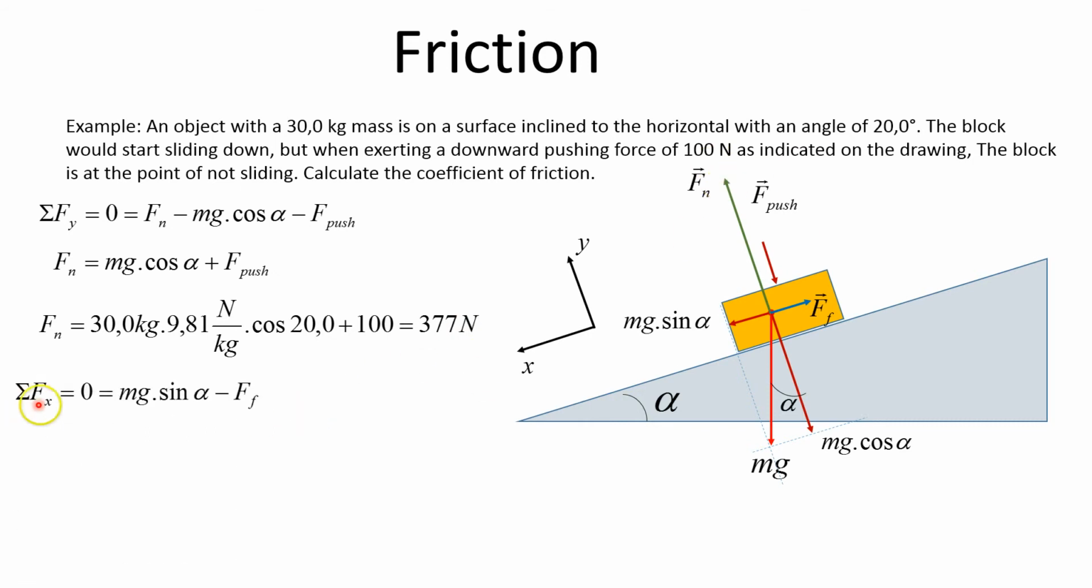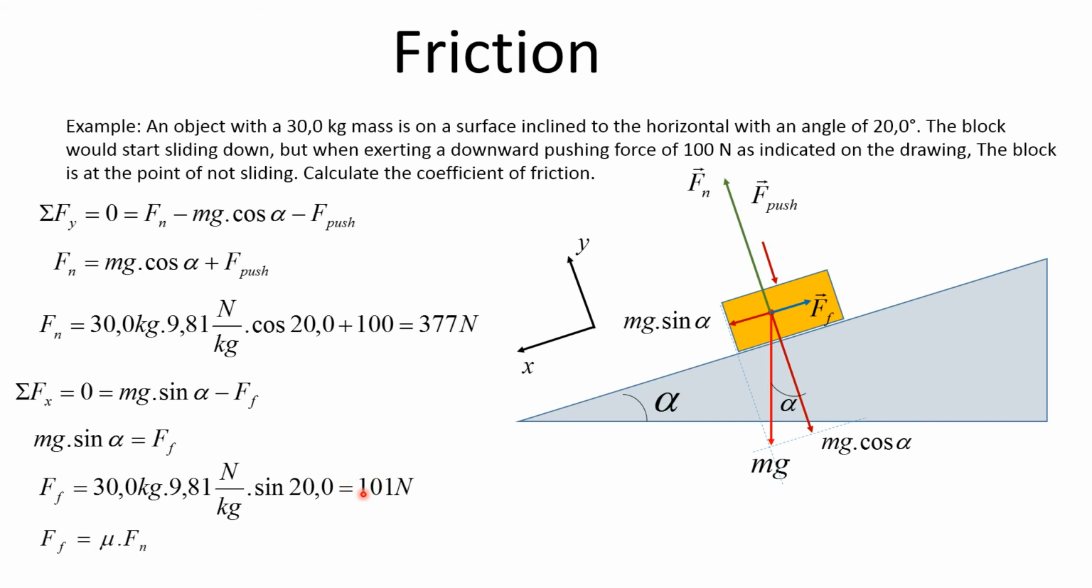In the x direction, we have 0 equals mg sine alpha minus the frictional force, which means that mg sine alpha is the frictional force, and the frictional force is 101 newtons. Well, we now have the frictional force and the normal force, which brings us to our definition: the frictional force is mu times Fn, and mu is the frictional force divided by the normal force, and 101 divided by 377 is 0.268 for our coefficient of friction.